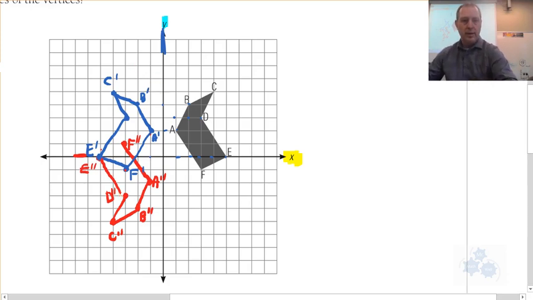That's a bad line there. Poor drawing. It's a poor drawing. There we go. So now your red is your final version there.